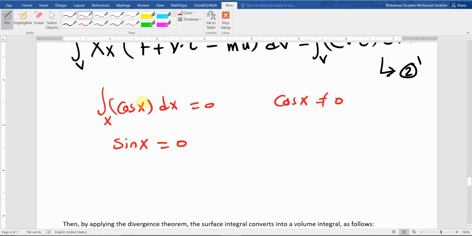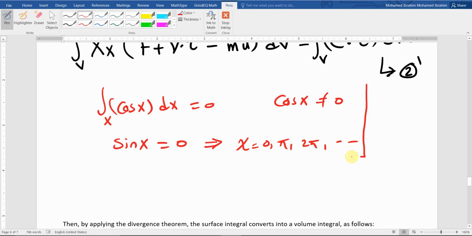If you just solve the equation, sine x gives 0 when solving for x, so x should be 0, pi, 2 pi, and so on, right? Then if you substitute for this x, cosine 0 gives 1, cosine pi gives negative 1, and so on. So what does it mean? It means that the cosine itself is not equal to 0, while the integral itself equals 0. This doesn't mean that what is inside the integral should be 0. This is mathematically speaking, right?